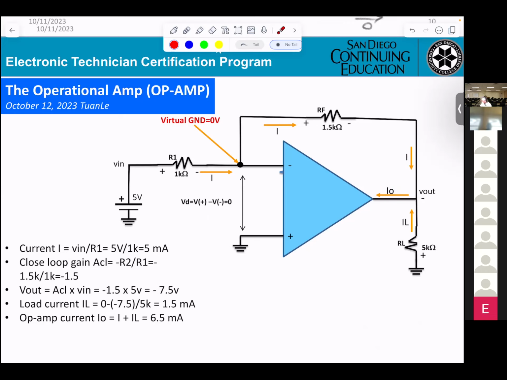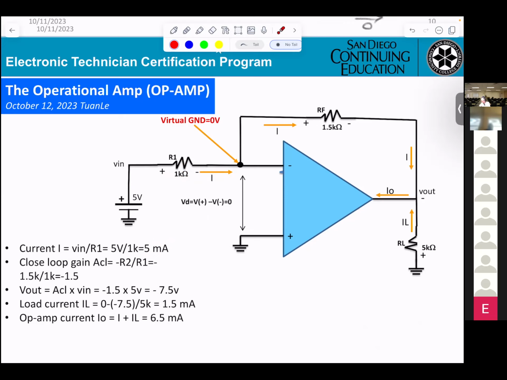Now, try to see what they try to explain to you here. Current I equals V in divided by R1. If you want to calculate this current, you understand this is the route. You get 1 voltage here, 1 resistor, and this is the route. Law. You take V in divided by R1. You get the current I. In this case, 5 milliamp.